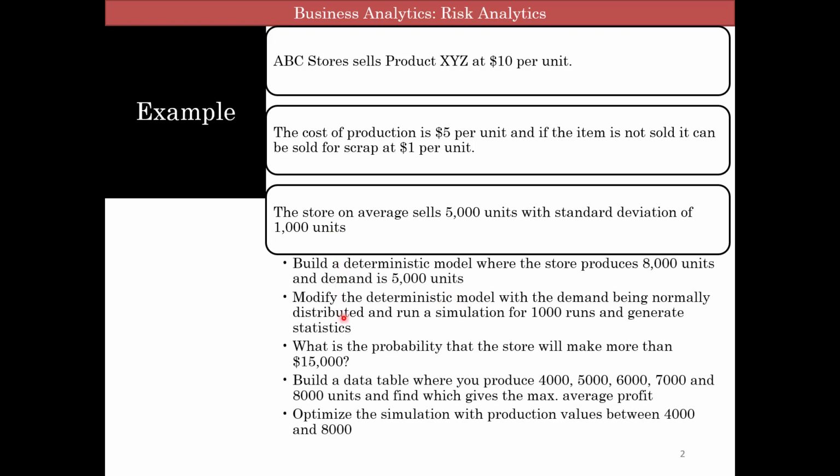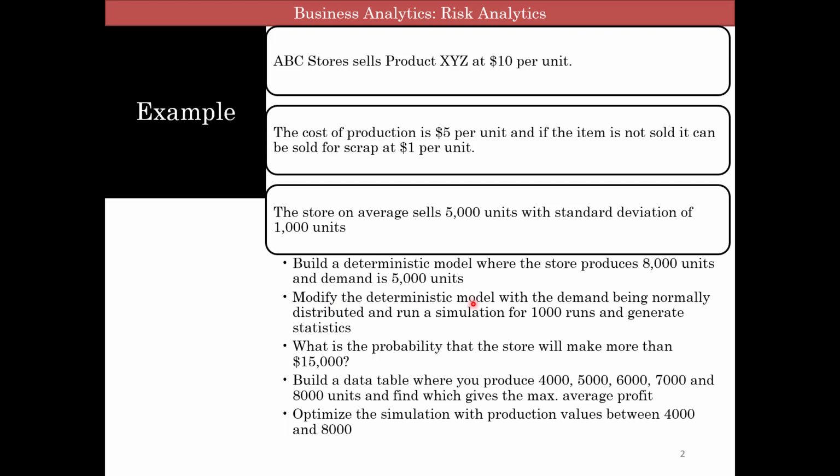Now we are asked to do a whole bunch of things. The first one is to build a deterministic model where the store produces 8,000 units and the demand ends up being 5,000 units. Remember, what the store needs to produce is usually a decision variable, and this demand is not in the store's control. Right now that's your probabilistic or stochastic variable. So the first step is to assume certain numbers and build the model.